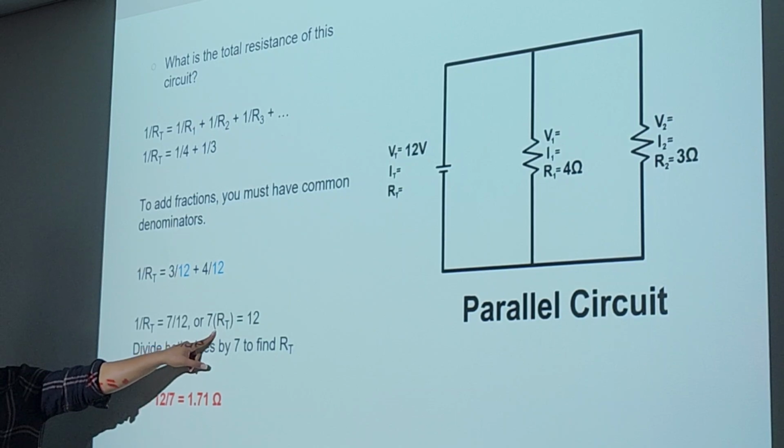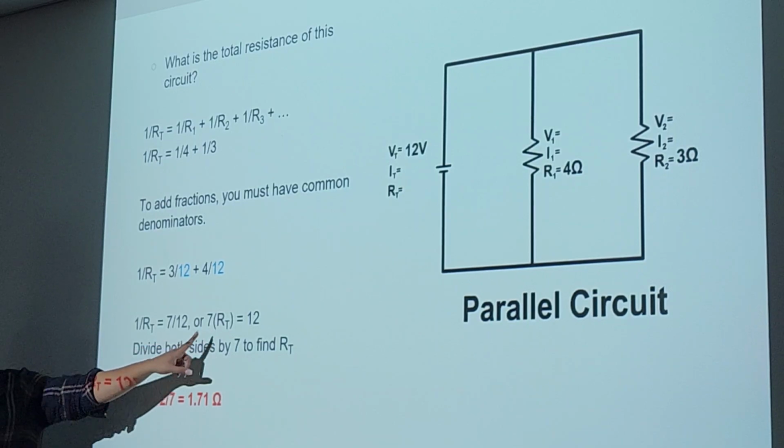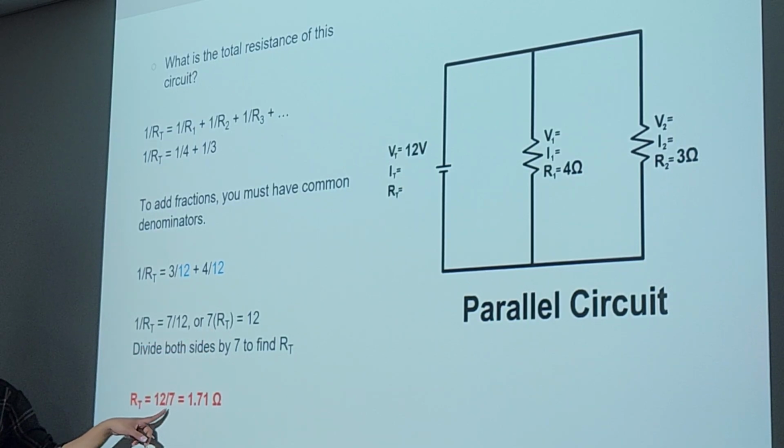And so I want to get RT by itself, so what would I do? I divided both sides by 7, which gave me this answer. Right, so that's what it is. Okay.